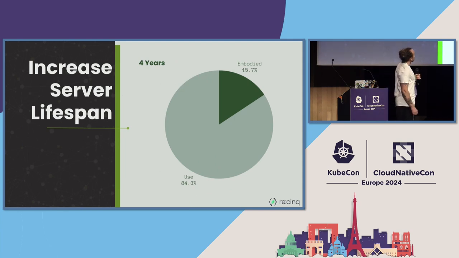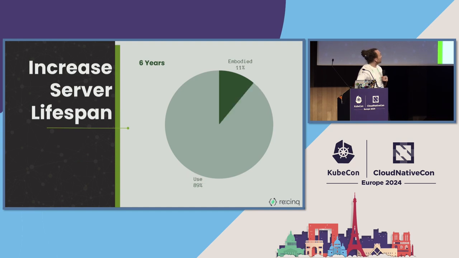This percentage is based on a four-year life of a server, right? Now, 4 years was the default a couple of years ago for most data centers. And what a lot of the cloud providers have started doing, or data center providers, is they've increased their server lifespan by 2 years, right? So Google Cloud, AWS, and Azure all have the same six-year life cycle at the moment. And this has reduced the embodied emissions of those servers by about 4 to 5%.